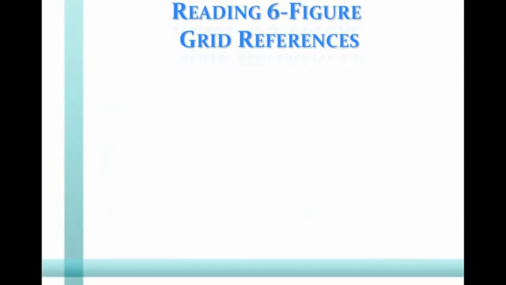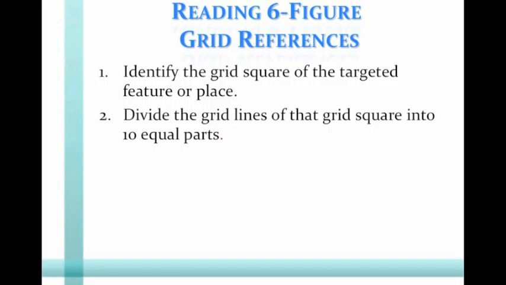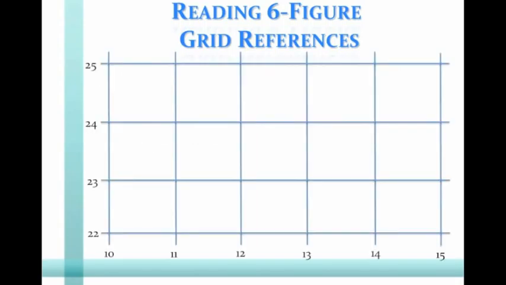Now, let's learn how to read 6-figure grid references. Similar to reading 4-figure grid references, you must first identify the grid square of the targeted feature or place. Next, divide the grid lines of that grid square into 10 equal parts. Let's try the police station again. Divide the horizontal grid line into 10 equal parts. Next, divide the vertical grid line into 10 equal parts.